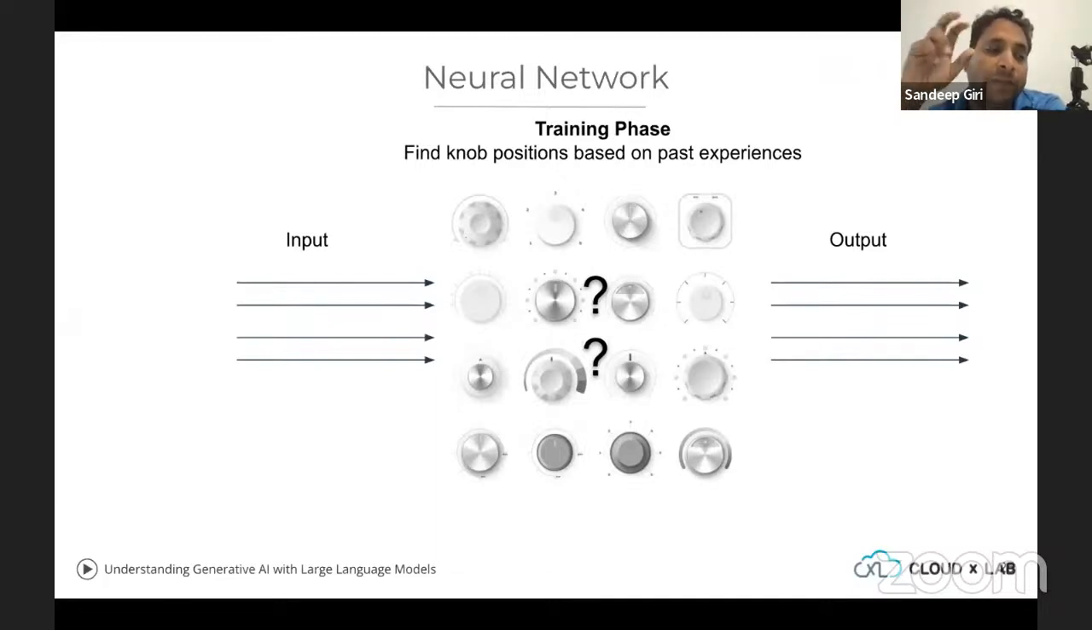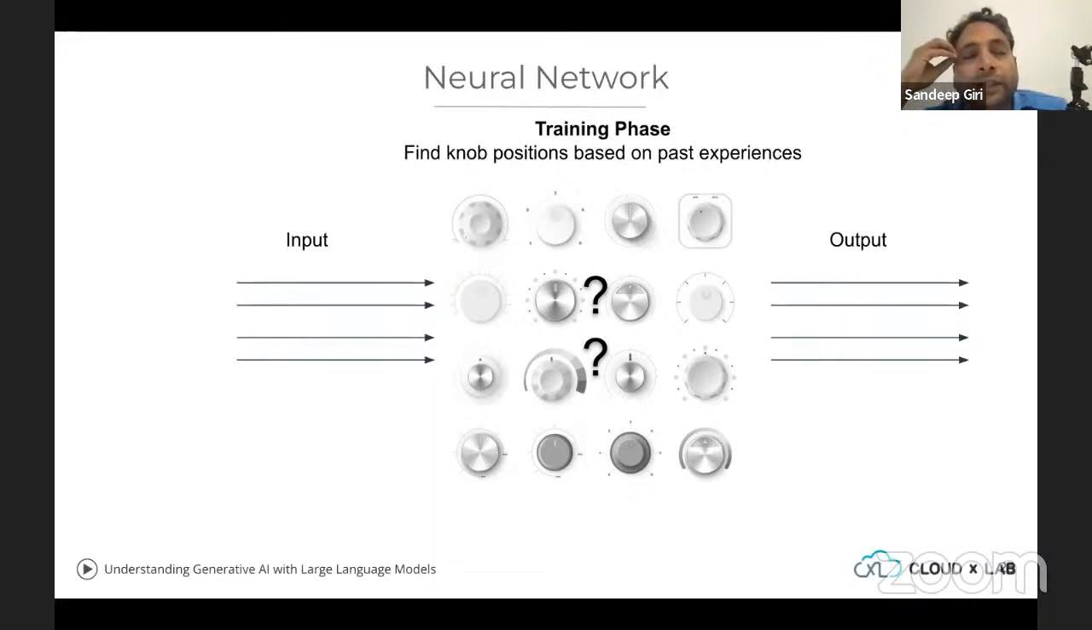You twist the knob, it goes hot, you turn to the colder side, and you keep on doing that over and over, right? After a while, you settle at a point where you say, okay, this is the good position for water. That means you have found those positions, and this entire phase is called the training phase. The position of the knobs, how much you have twisted each knob, is called the model.